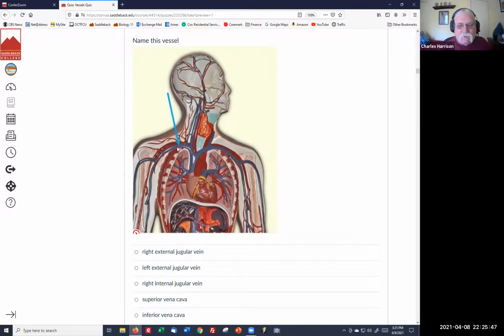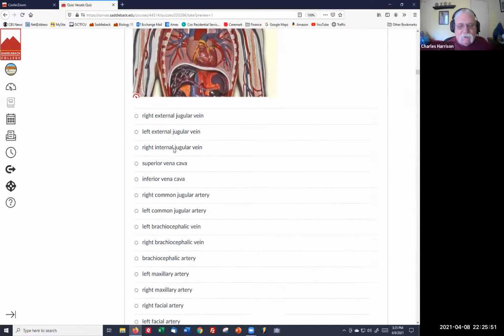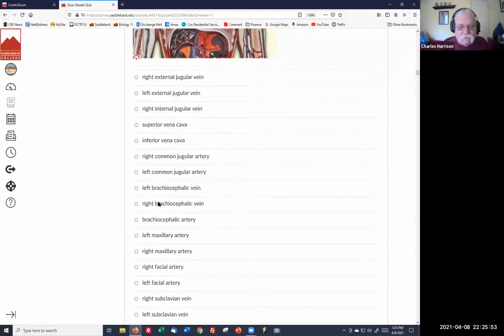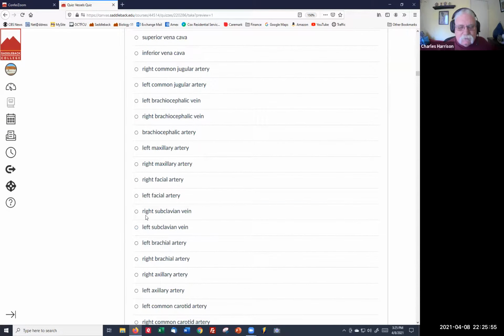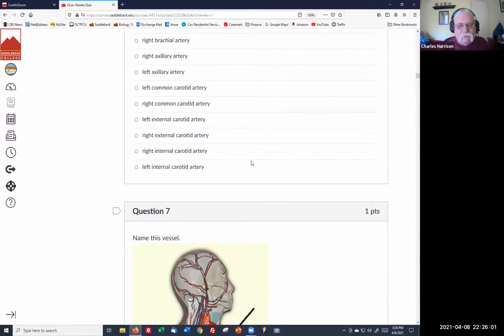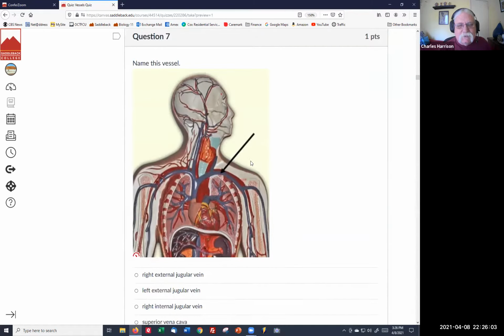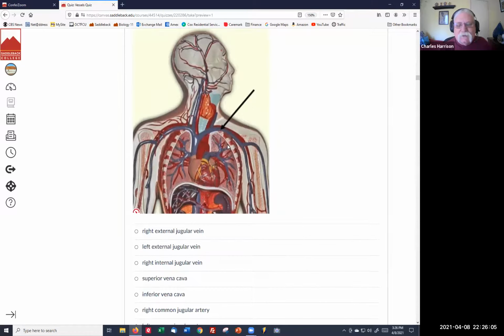So right now I need right subclavian vein. On this side, well, they're making it easy for a moment. That's the left subclavian vein.